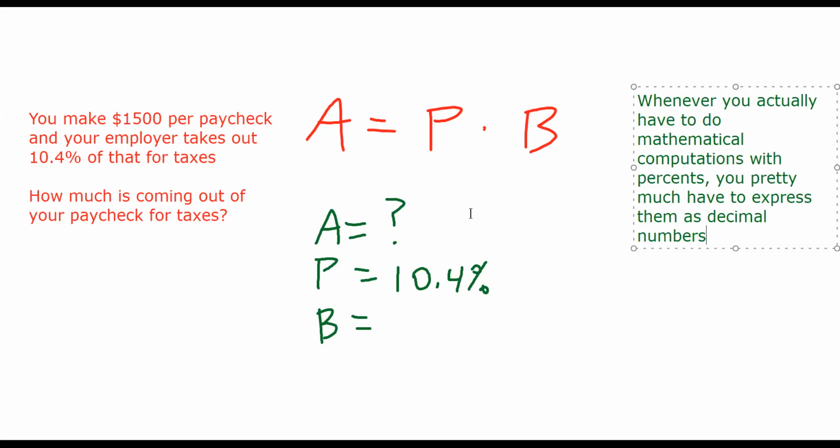So what is 10.4% as a decimal? Perfect, 0.104. We move this sucker 2 places to the left. I put an extra 0 before the decimal point for emphasis. B is going to be kind of the thing we're taking a percent out of. So what's B going to be here? Well, the $1,500 in our paycheck, because we're taking 10.4% of that.